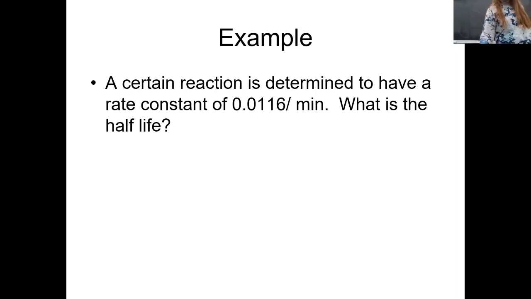So let's do an example of the equation that we just saw. I have a certain reaction. It's determined to have a rate constant. What's the letter that I use for rate constant? K. So K is 0.0116 per minute. Now notice the units here only have time, per minutes. That's the indicator that this is first order. And I want to know what the half-life is.